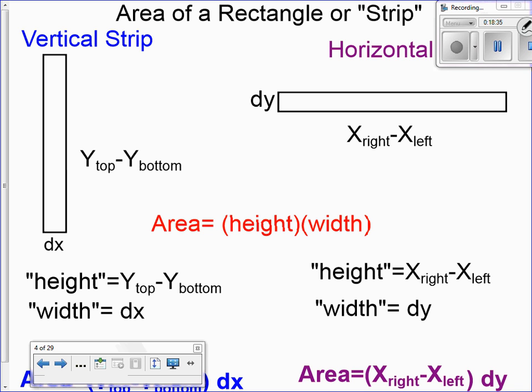And the width of each strip, see, these are supposed to be infinitely thin, but then you guys wouldn't see it, so it wouldn't be good to put on the boards, so I had to give it a little width. But the width is an infinitely small change in x, dx. So the area of each one of our rectangles, if we use vertical rectangles, will be the height, y top minus y bottom, times the width, dx. Tomorrow we'll use horizontal strips. So we'll go the other way.